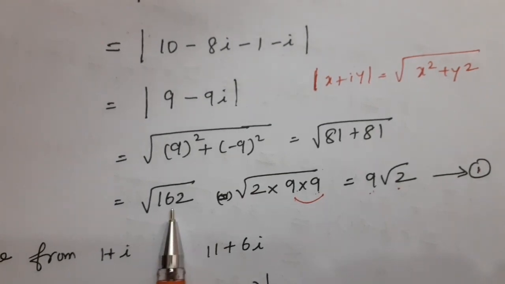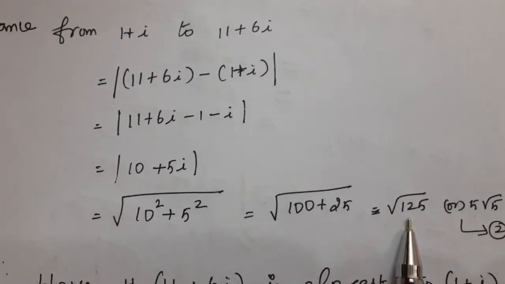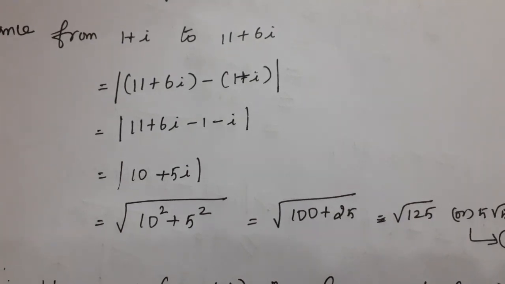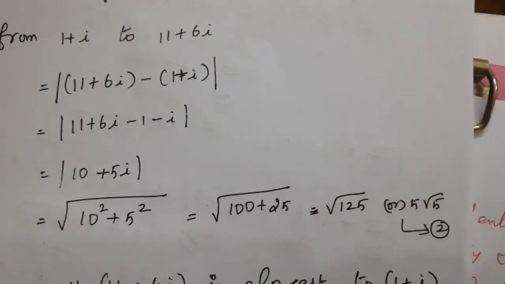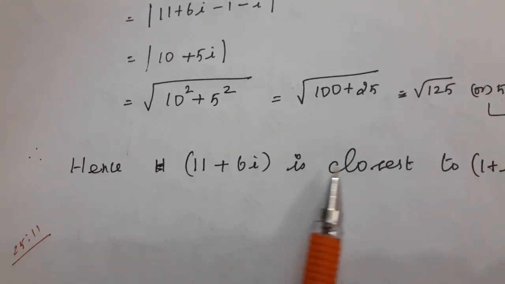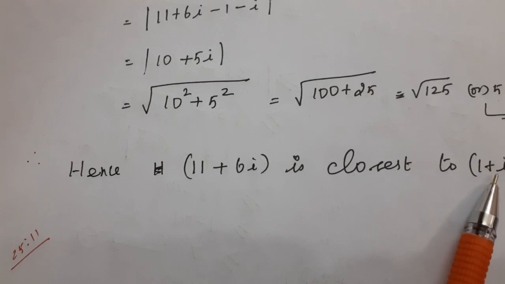First one value is what? Root 162. Second one value is what? Root 125. Which is smallest one? Root 125 is smallest one. Therefore, hence 11 plus 6i is closest to what? Therefore 11 plus 6i is closest to 1 plus i. Therefore students, understand this one.